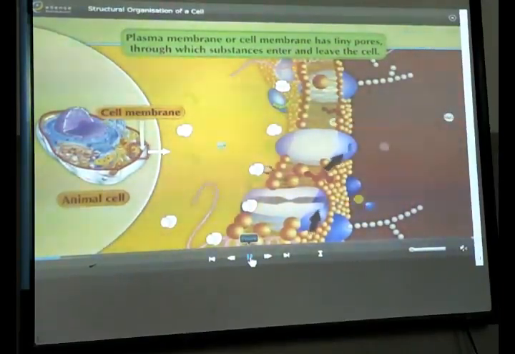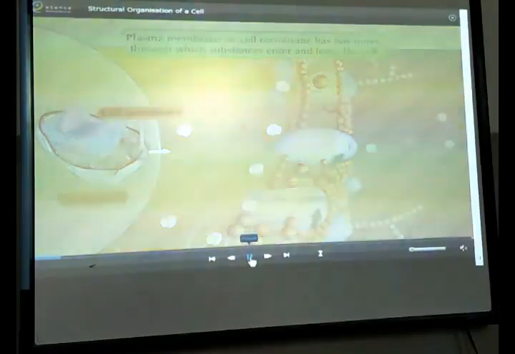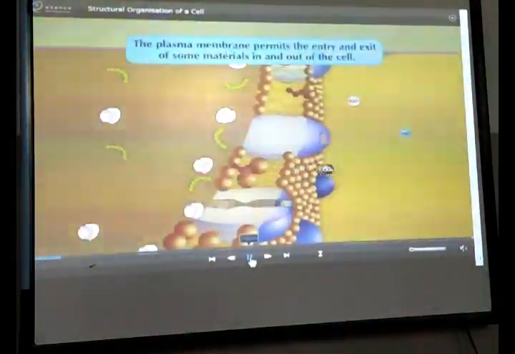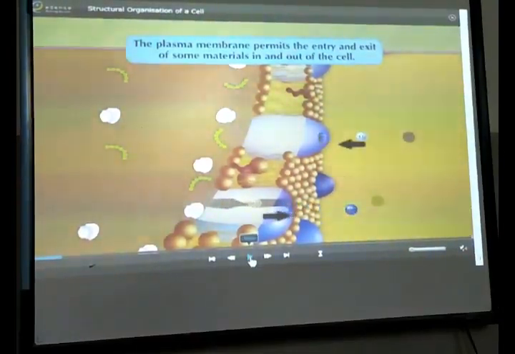So in the cell, exit and entry take place there. So the cell can work. The plasma membrane allows, you may say permits, the entry and exit of some material in and out of the cell in gaseous form and liquid form also.